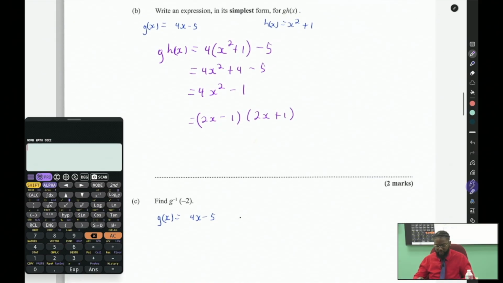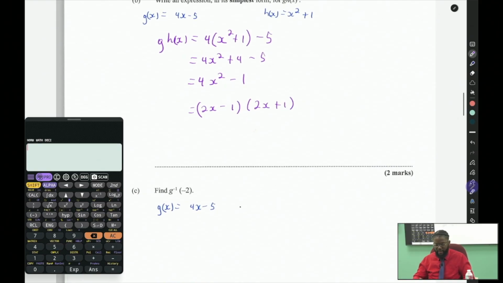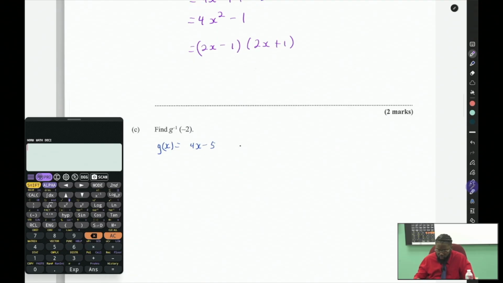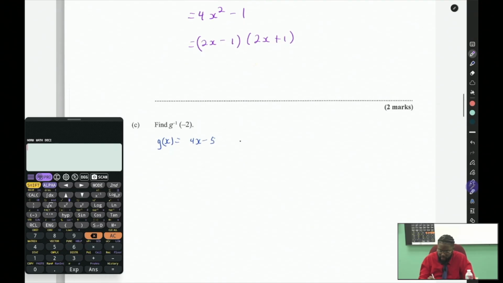So let us continue. Find the inverse of g, negative 2. First things first, we need to find the inverse of g, and then afterwards, we can substitute our x to be negative 2.